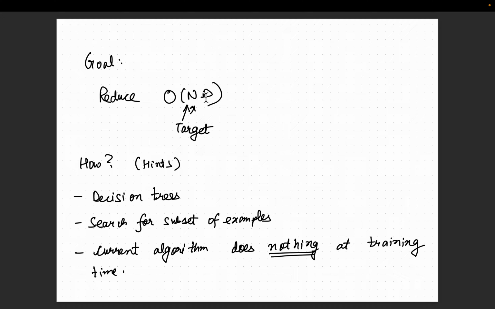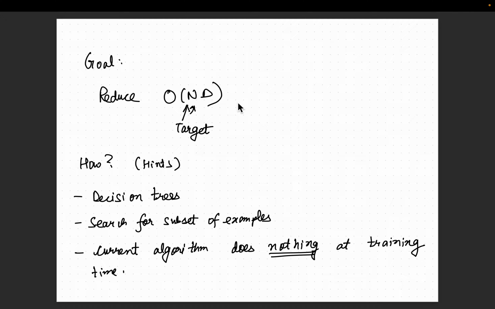The other hint is that the current algorithm, the naive or exact or brute force variation of k nearest neighbors, is a lazy algorithm because it does nothing at training time. So that's another hint. Can we do something at training time which would reduce our testing time? So far the problem we've been talking about is reducing the time it takes to query, not the time it takes to train. Because in the exact algorithm there is no training time either.